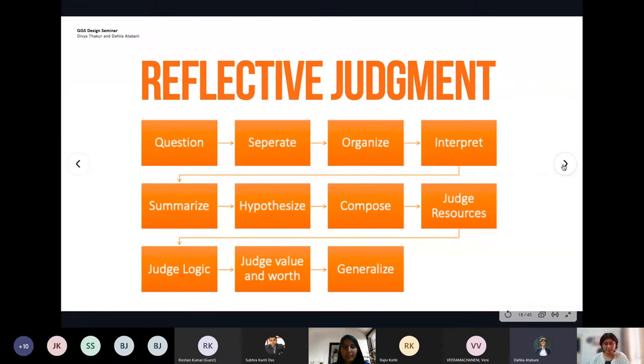The second aspect we're speaking about is reflective judgment, and things get a bit more serious here, because in reflective judgment, we have this interesting border where some of the points can still be interpreted in criterion A, stage one, inquiring and analyzing, but also in criterion B, mostly in stage B for developing ideas.